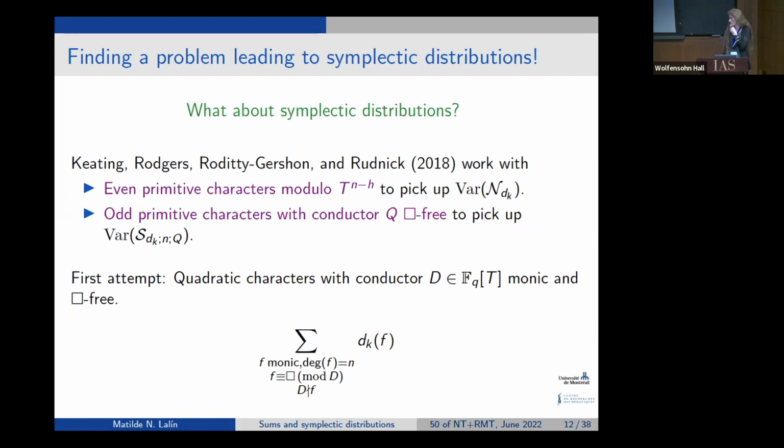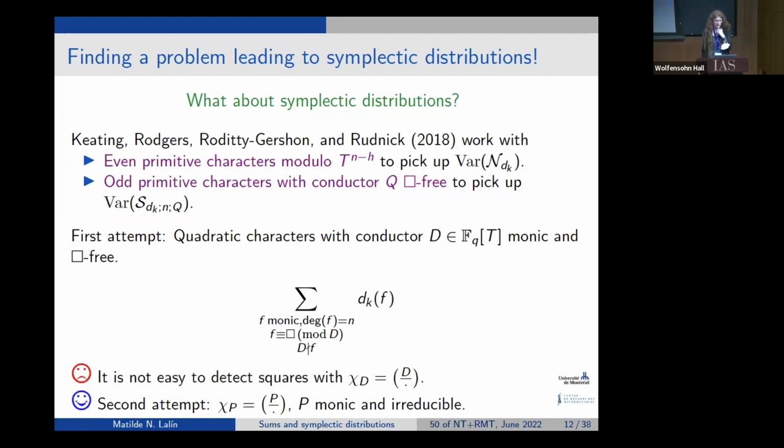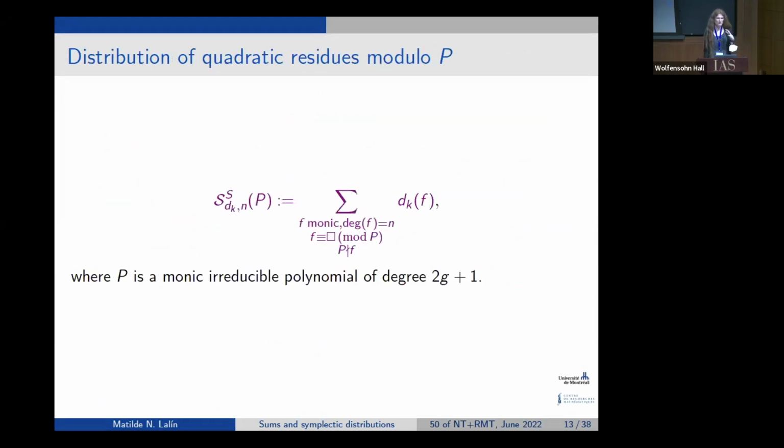So this is the first problem that we considered. But actually, it's not so clear how to pick up squares if you have a whole conductor D. So then we said, I mean, not so easy in the sense that you have to do a lot of combinatorics, and then the sum you consider becomes really cumbersome to work with. So then we said, okay, let's make our life simpler and work with prime conductor. But of course, if we work with prime conductor, then we have to pay for it somewhere else. So this is going to come back.